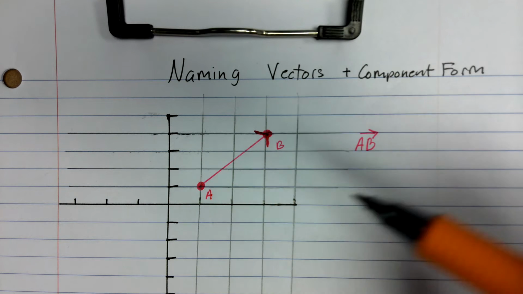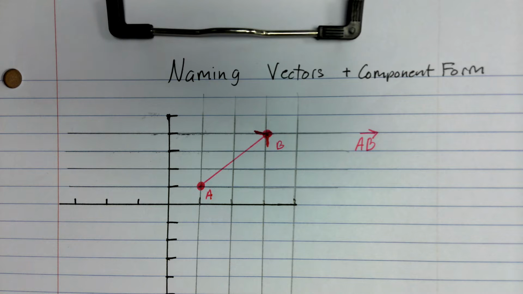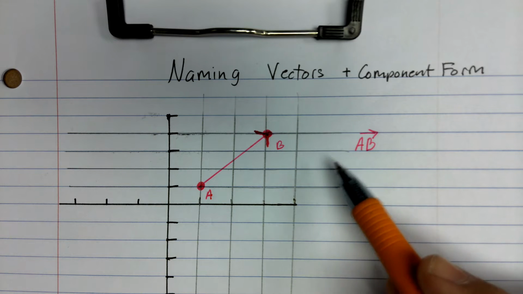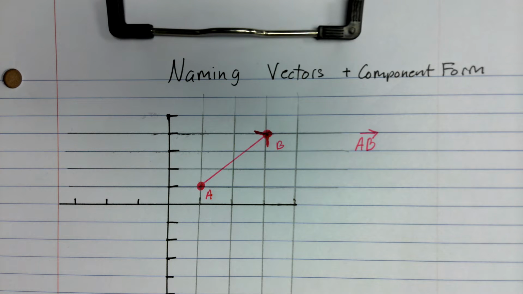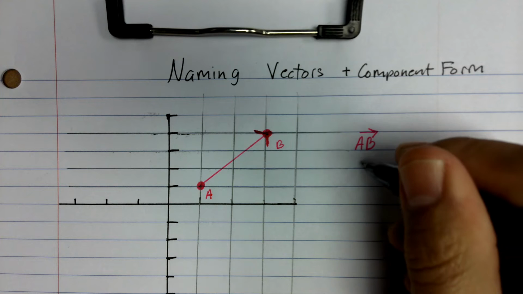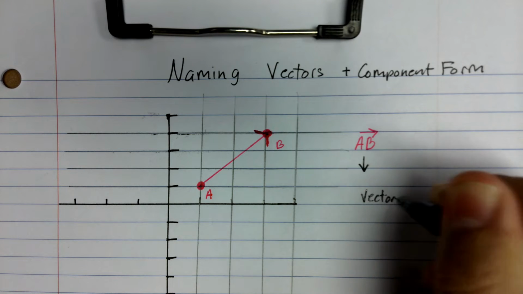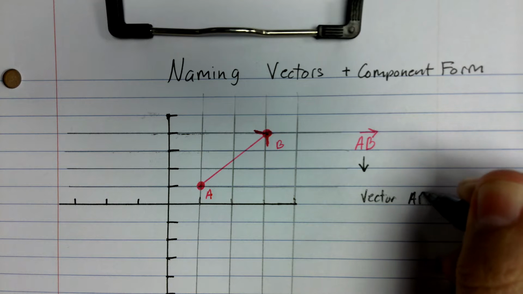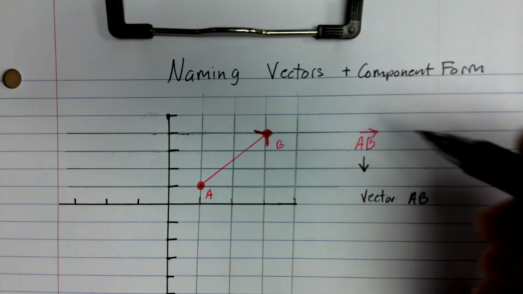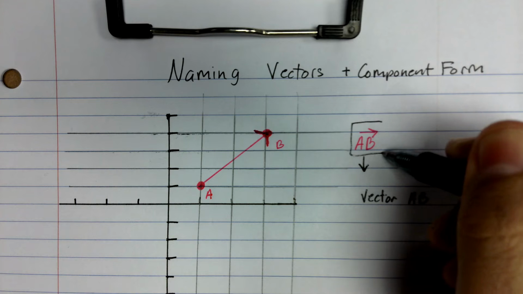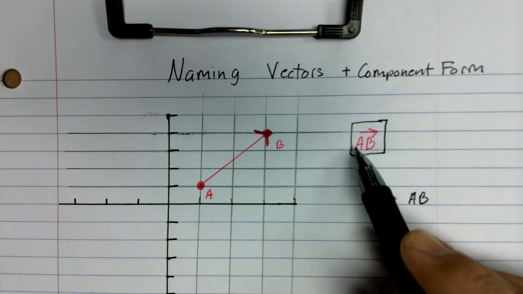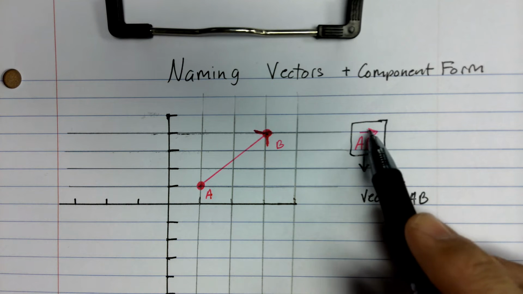Terminal point is the end. The initial point is where we started. And if we named it, it's simply AB. Now, if you wanted to say this, and somebody said, well, what is that vector? You would just say that it's vector AB. That's how we would state it. If you wanted to create the symbol that represents it in vector notation, we would just simply write AB with a ray on top.